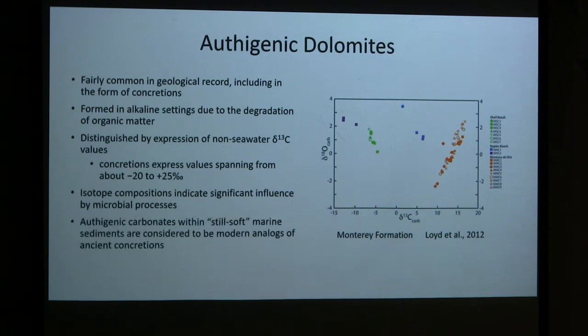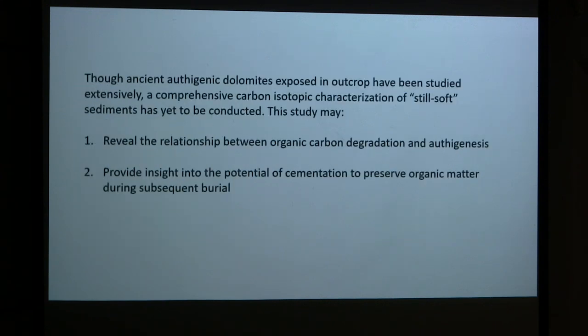Authigenic carbonates within still soft marine sediments, so modern sediments, which is what we're going to be looking at in this study, are considered to be modern analogs of ancient concretions. Even though authigenic dolomites that have been exposed in outcrop have been extensively studied, a study such as this one, looking at modern, still soft sediments that haven't been fully lithified, has yet to be conducted. So we're hoping to reveal the relationship between organic carbon degradation and authigenesis, and to provide some insight into how this cementation can preserve organic matter once it's been buried.